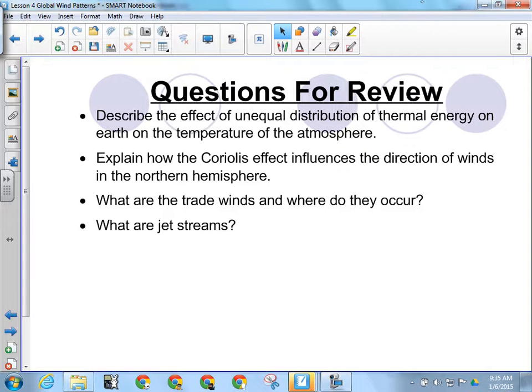All right. So let's have a look at these here. For number 1, it says: describe the effect of unequal distribution of thermal energy on Earth on the temperature of the atmosphere. So if the atmosphere is warmer at the equator than it is at the poles, what's going to happen?